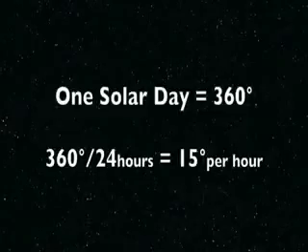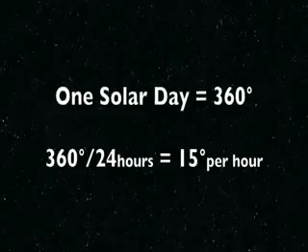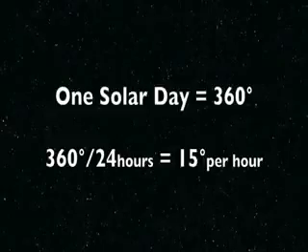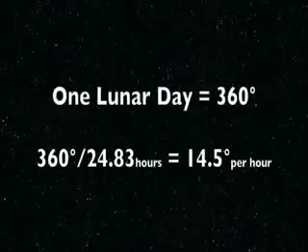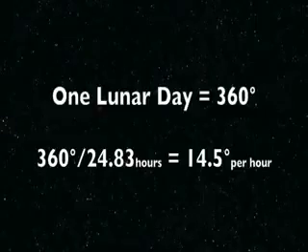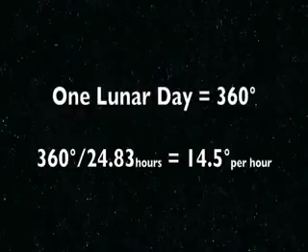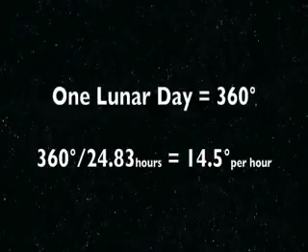Minutes. So if one solar day is 360 degrees, and we could round up to make this a little bit easier. If there are 24 hours in a day, that means the sun moves 15 degrees per hour in the sky. One lunar day, which is one 360-degree circle of the moon above the flat Earth, divided by 24.83 hours, or 24 hours and 50 minutes, that's roughly 14.5 degrees per hour.